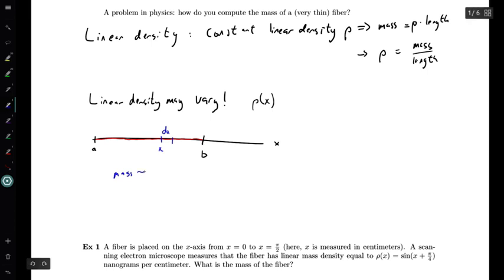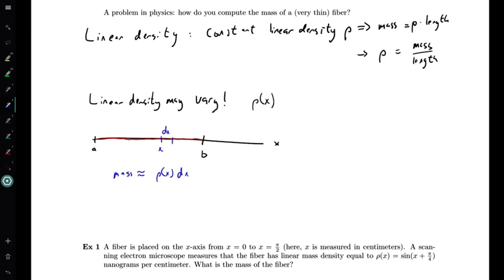So the mass here is going to be approximately rho of x, which is that linear density, times the length of this very small piece of fiber that I'm looking at, and we've called the length dx. So this is the mass of this very small piece of the fiber that we've chosen.